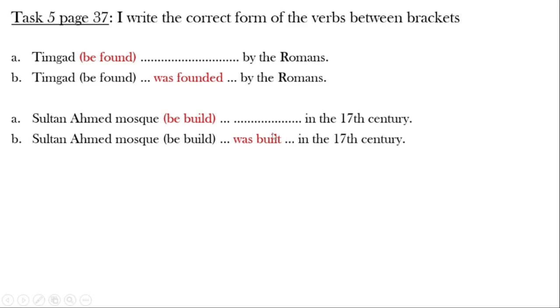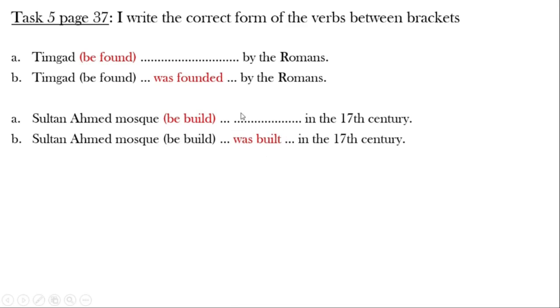So the verb here, we changed the verb build into the past participle. That became built. It's irregular. This verb is irregular. Here the verb is regular, that ended with ed, but here the verb is irregular, completely changed.